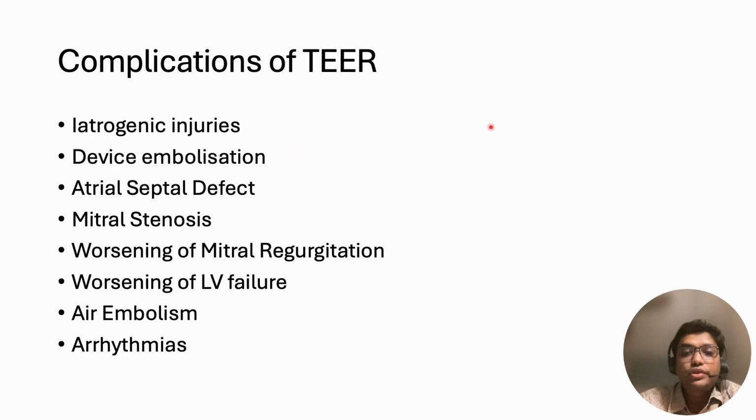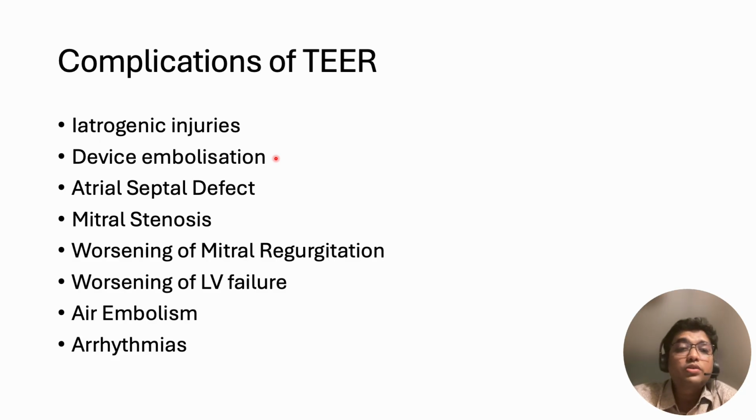So what are the complications of TEER? It's the iatrogenic injuries, device embolization, atrial septal defect, mitral stenosis, worsening of mitral regurgitation. It is very important because if you injure the mitral valve leaflet even more, that can worsen your mitral regurgitation. Worsening of LV failure, because there is an acute increase in your LV afterload.